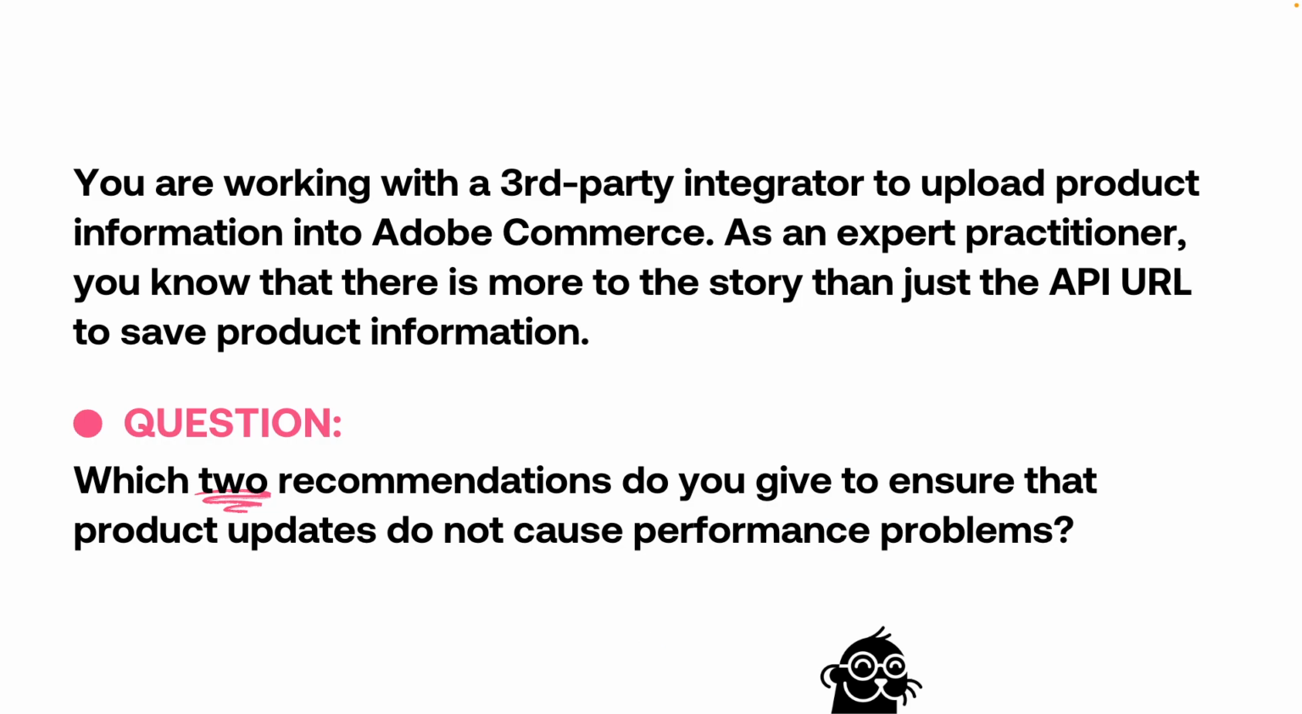You are working with a third-party integrator to upload product information into Adobe Commerce. As an expert practitioner, you know there is more to the story than just the API URL to save product information. Here is the question. Which 2 recommendations do you give to ensure that product updates do not cause performance problems? And this is a really important question. I've dealt with this before, and improperly done product updates can absolutely cripple an entire Magento website. So this is a very important question.